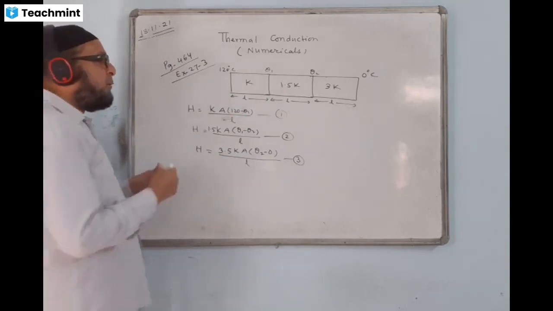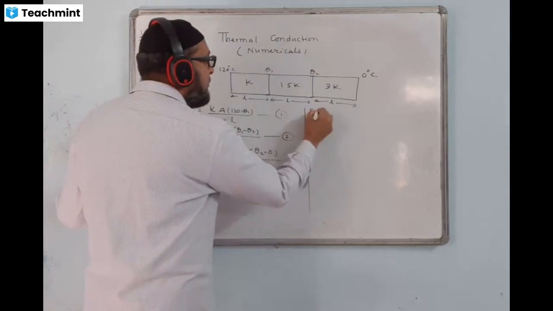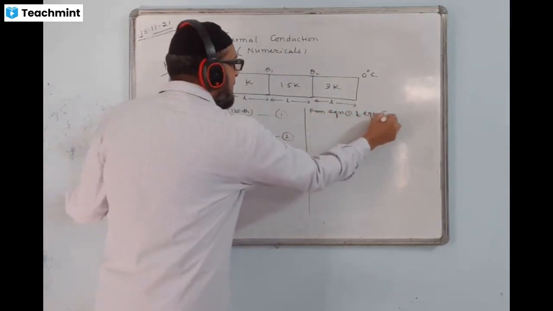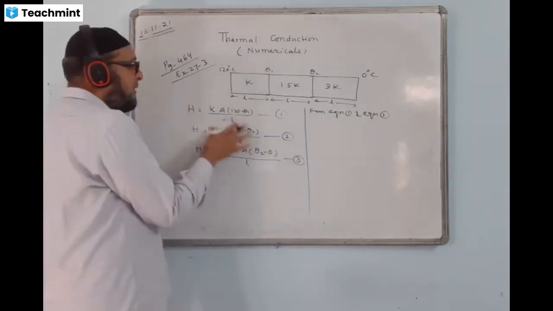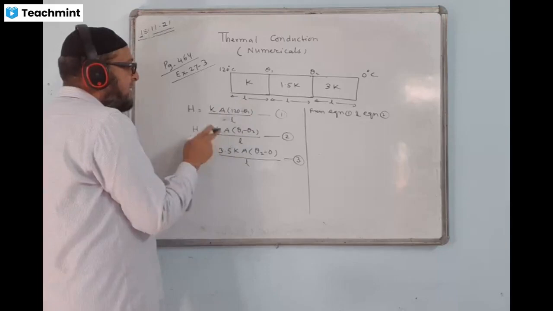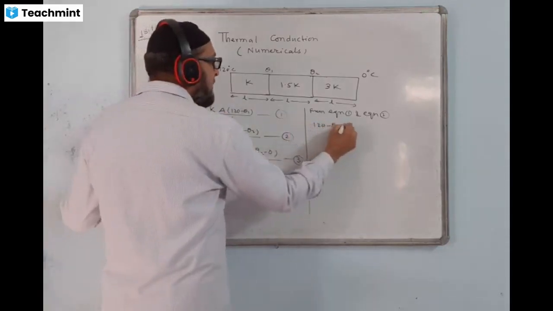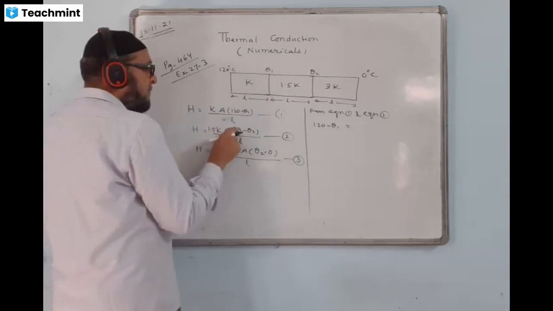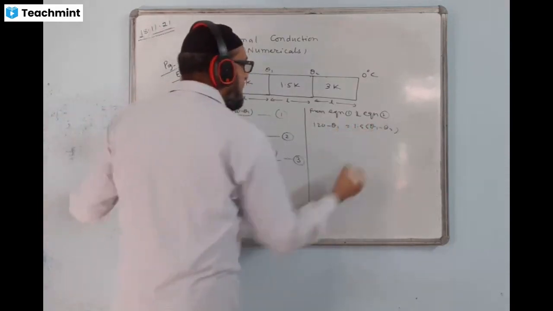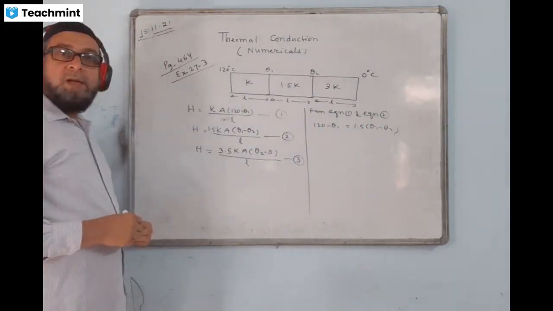From first we'll equate equation 1 and equation 2. Write down here like this. From equation 1 and equation 2, these two sides are equal, I'll equate. K cancel, everything cancel, you get 120 minus theta 1 equal to 1.5 times of theta 1 minus theta 2, coming from equation 1 and equation 2. Check.